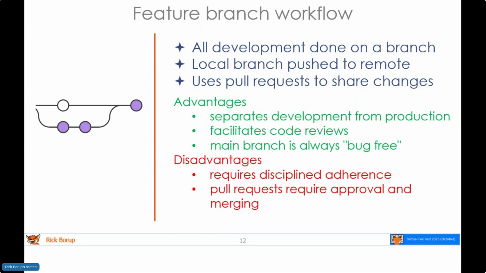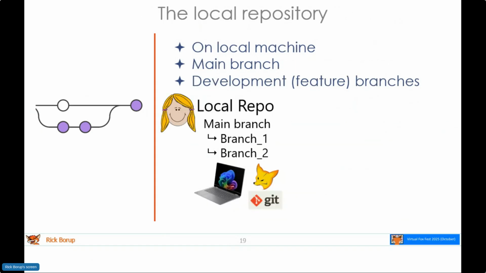All development has to be done on a branch. You have to create pull requests. You have to pull from main to get code back into your own local repository. And of course, pull requests require approval by somebody. It could be yourself. In some organizations, there might be a maintainer or certain designated individuals who are the only ones who can approve and merge pull requests.